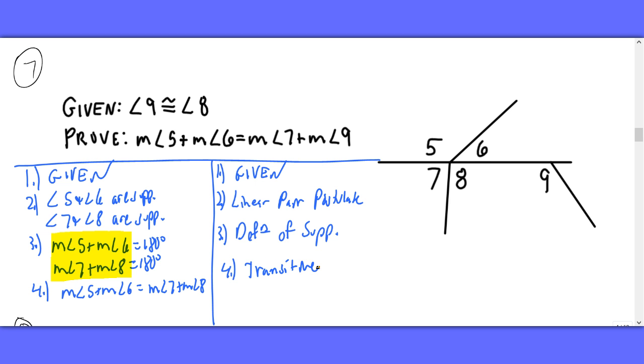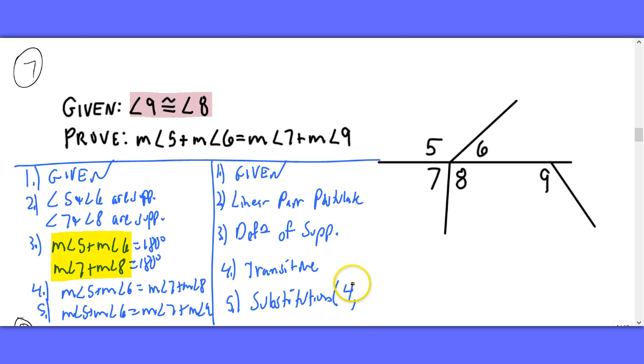So now all of a sudden I almost have what I'm trying to prove. The only thing that needs to be modified here is that I want angle 9, not angle 8. From the given, we're told that 9 and 8 are congruent to each other, so we'll rewrite this with that fact. Measure of 5 plus measure of 6 equals measure of 7 plus not 8, but 9, and that is a substitution. And in that substitution, we took the equation from step 4, we took the fact from step 1, and that's what we're trying to prove.